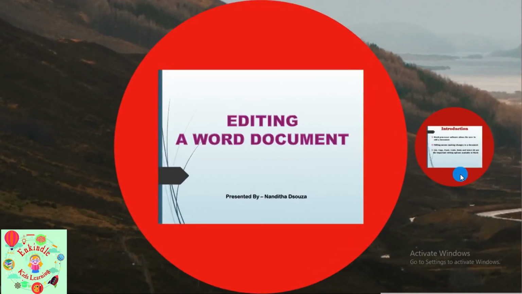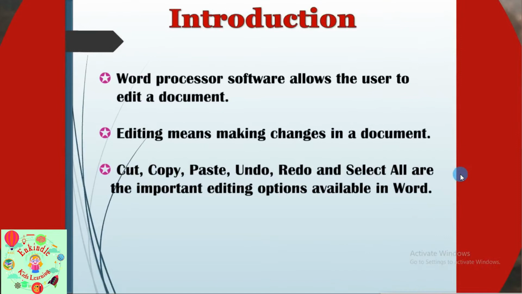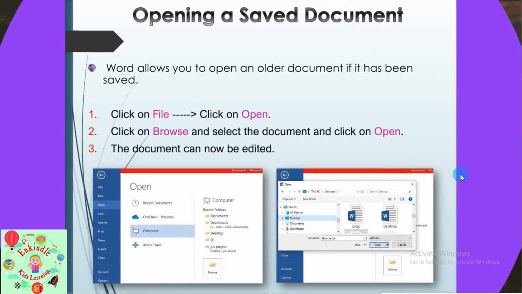So what did we study under editing a document? First, we saw in the past typewriters were used to type documents. The text was typed directly on paper, which made it difficult to edit or correct mistakes. Word processor software allows the user to edit a document. Editing means making changes in a document. Cut, copy, paste, undo, redo and select all are the important editing options available in Word. Then we saw how to open a saved document. Click on File, then click on Open, then click on the Browse and select the desired document which you want to open.